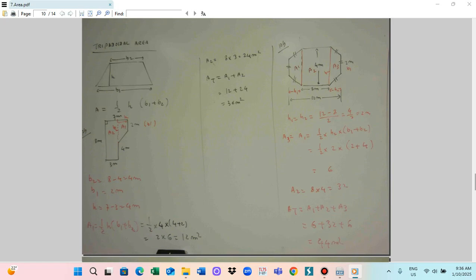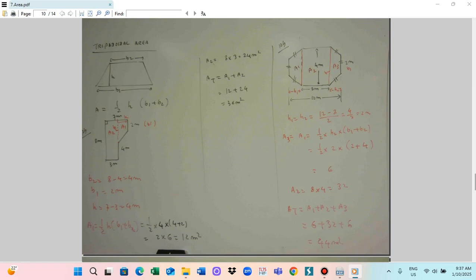And on the parallel sides, B1 is 2 meter and B2 is 4 meter. So you can calculate the trapezium area A3, which equals A1, equal to half into H2 into B1 plus B2. H is 2, multiplied by B1 plus B2, where B1 is 2 and B2 is 4, which is 6. So A3 is equal to A1 is equal to 6.